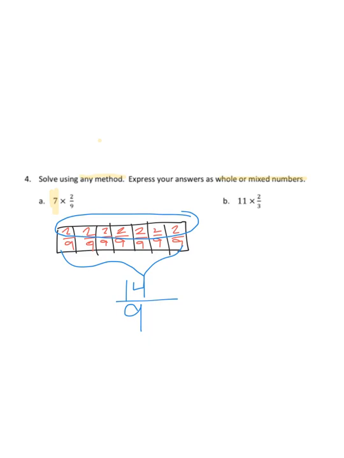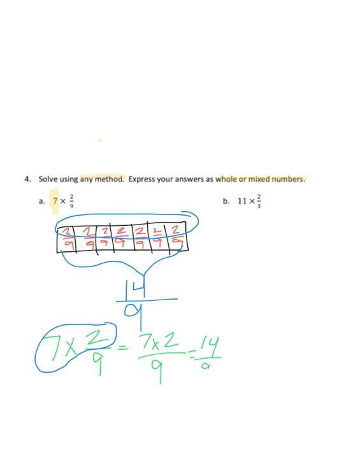We could also just use that multiplication expression to solve it. So we have 7 times 2 ninths. Remember, since we're only changing the numerator, that's the only part we have to multiply. So that is equal to 7 times 2 over 9, or 14 ninths. So our answer is the same, whichever strategy we use to solve it. We're getting 14 ninths, but we're not done yet, are we? Because the directions said to answer as whole or mixed numbers.